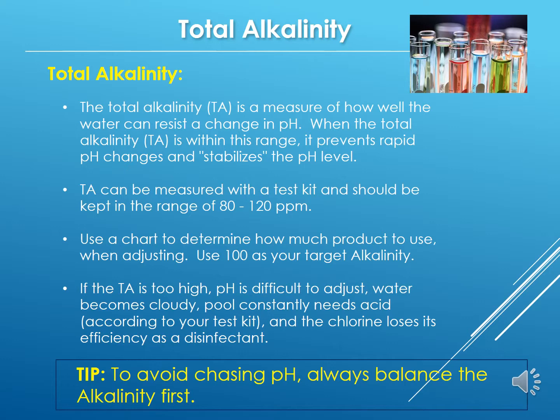You're going to use a chart to determine how much product to use. You'll need to know the gallons of the pool water, your current total alkalinity level, and how many points you'll need to raise it to reach a target of 100. You'll use that middle number as your target alkalinity. If the total alkalinity is too high, pH can bounce around and be difficult to adjust, requiring frequent additions of muriatic acid and a lot of frustration. Chlorine also loses its efficiency as a disinfectant. So to avoid chasing your pH, always balance your total alkalinity first.